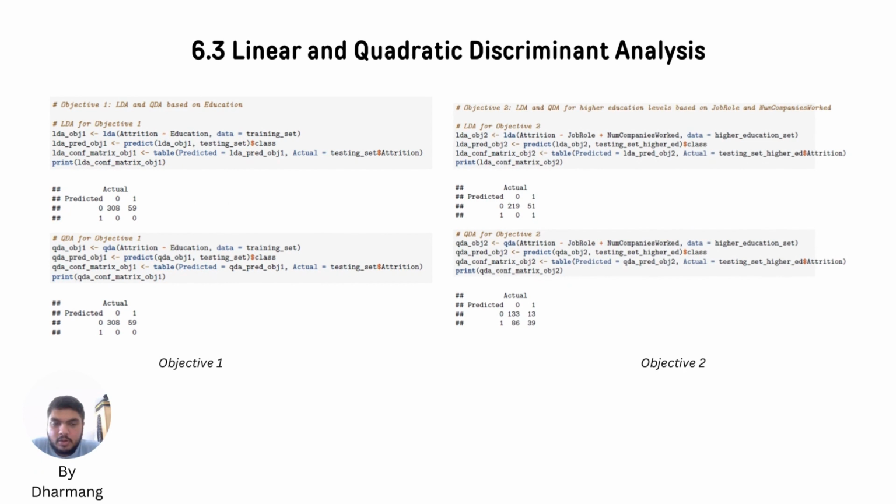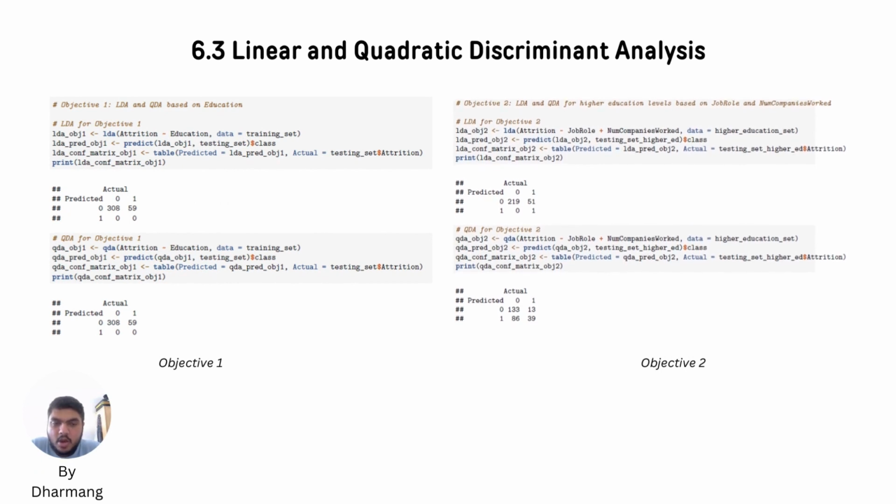For Objective 1, both LDA and QDA models fail to predict any attrition cases correctly. All individuals are predicted as non-attrition, resulting in a sensitivity of 100% but a specificity of 0%. In Objective 2, the LDA slightly improves, correctly predicting one attrition case, while QDA markedly improves, correctly identifying 13 attrition cases. The LDA model for Objective 2 still shows a heavy bias towards predicting non-attrition, similar to Objective 1. However, the QDA model shows a better balance in prediction, being able to identify some attrition cases.